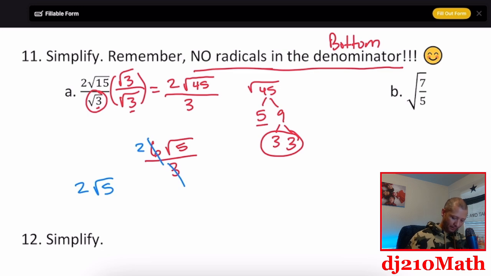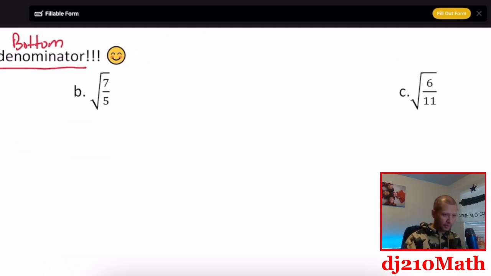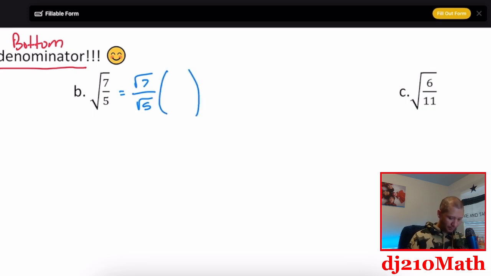Okay. Moving along. Hopefully you can see what's happening here. All right, B. Here we have a fraction, 7 over 5, all inside of a square root. So I would rewrite this as root 7 over root 5. Multiply it by what's in the bottom. So root 5 over root 5. Multiply straight across. Root 5 times root 5 is just 5.